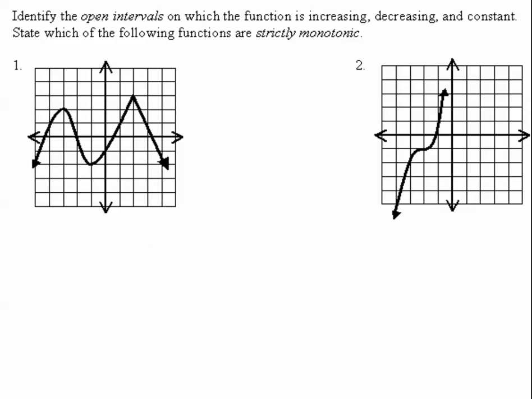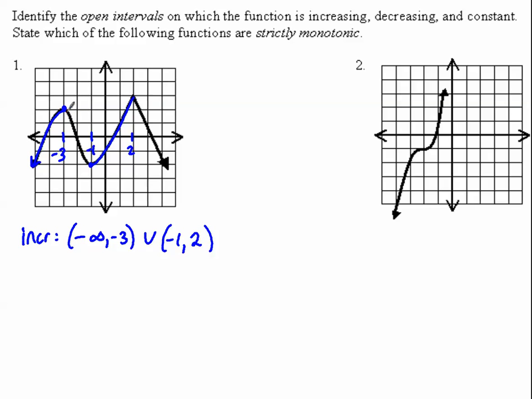Examples to identify the open intervals where the function is increasing, decreasing, and constant, and stating which functions are strictly monotonic. So I see a function increasing, decreasing, increasing, decreasing. It is not strictly monotonic. Let's say where I see increasing. So up to this x value, and I always give locations as x values. So this is at -3 that it stops increasing. So our function is increasing on the interval -∞ up to -3. And then from -1 up to 2, and then it doesn't increase anywhere else.